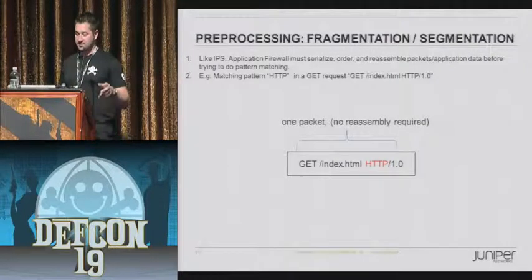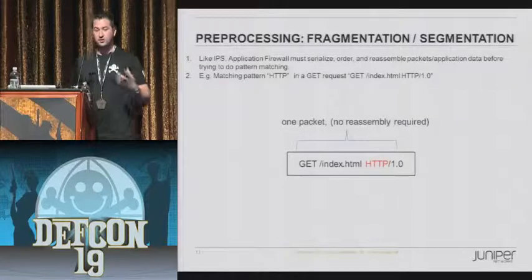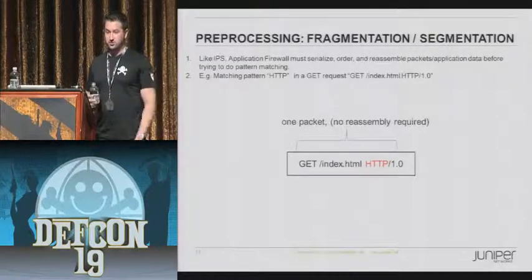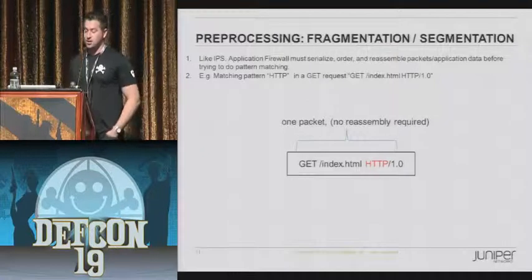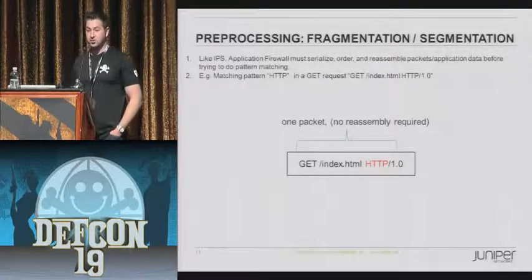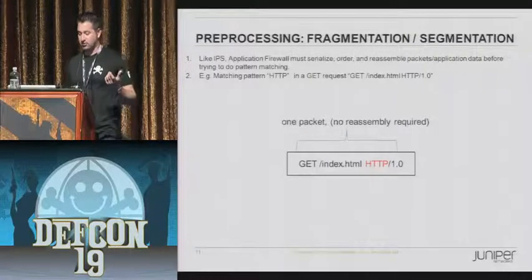I'm not going to name names, but especially in some older routing code where they were doing pattern matching, they were doing no pre-processing. So if you just fragmented the traffic or used TCP segments or any kind of evasion, it wouldn't detect the application because it was just doing a simple dumb pattern match on the actual application traffic. So it was just looking for HTTP.